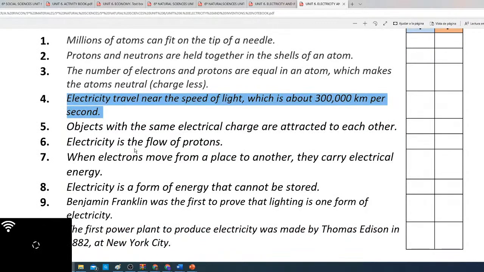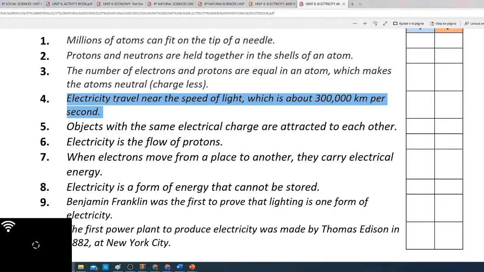Is that true? What do you think? This is not easy. What do you think? Is that true? Number 4.